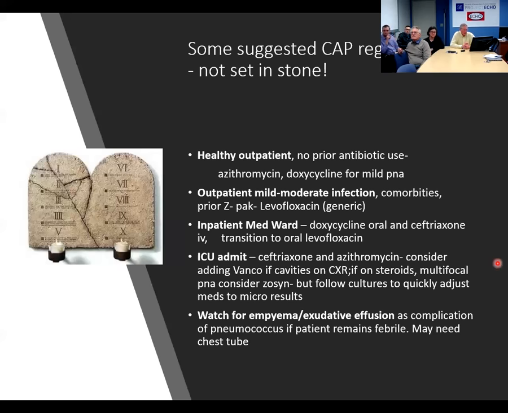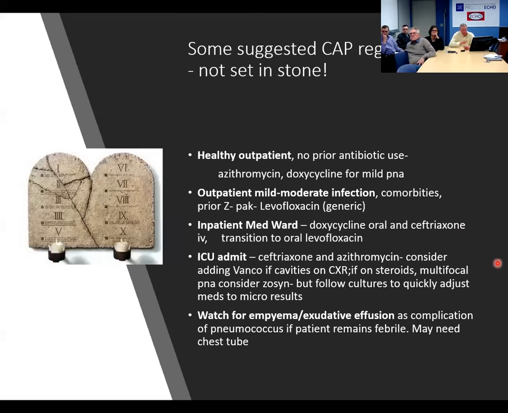And then for inpatient wards, if somebody's sick enough to be in the hospital, you need to cover pneumococcus empirically. So either ceftriaxone or Unasyn for that coverage, and then atypical coverage, either IV azithromycin or oral doxycycline. And then based on culture results, or if you're not sure of the results, transition to oral levofloxacin. If somebody's sick enough to be in the ICU, there are 2 reasons they're going to be in the ICU. One, they may have such bad comorbidities. You know, a COPD patient is basically barely functioning.